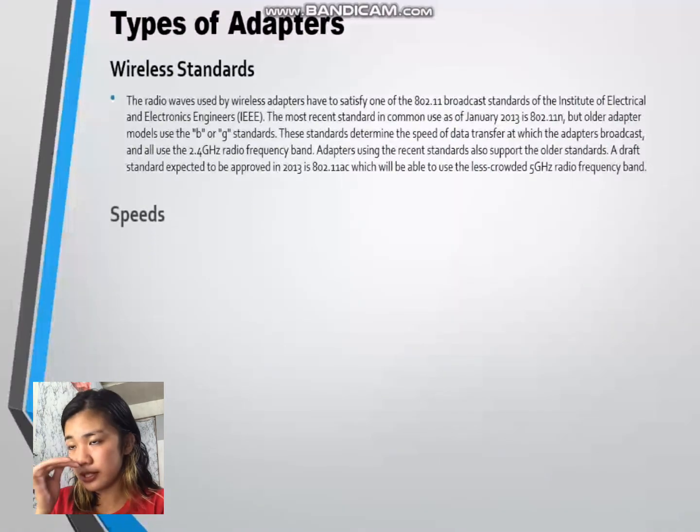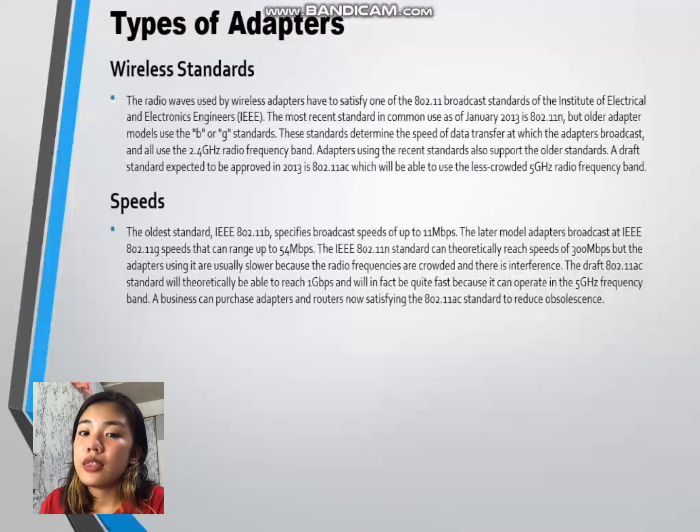Next is the speeds. The oldest standard, IEEE 802.11b, specifies broadcast speeds of up to 11 Mbps. The later model adapters broadcast at IEEE 802.11g speeds that can range up to 54 Mbps.